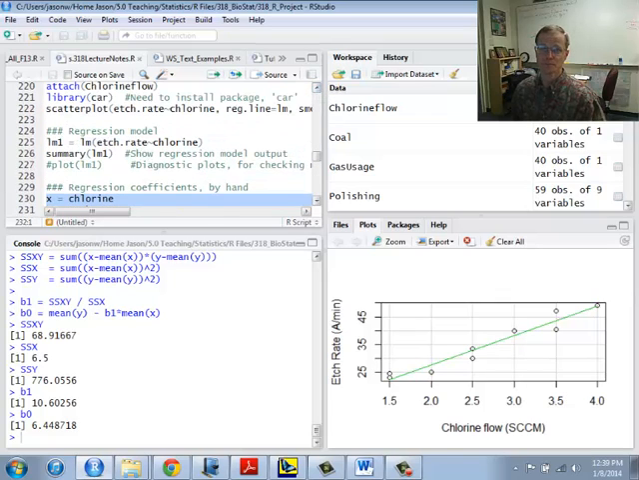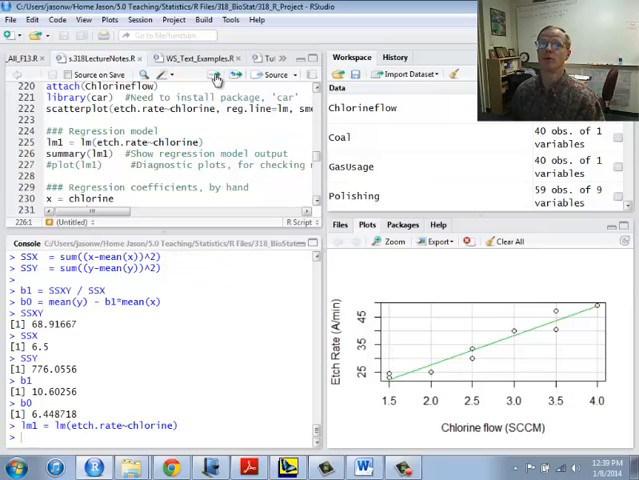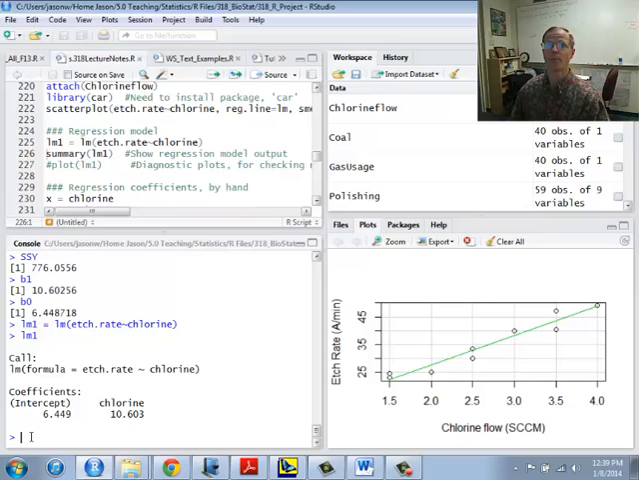Now in R, the command is the same as the ANOVA to run the regression. It's called a linear model, and I'm showing in class how those two are unified. So we'll do an LM1. Etch rate is the response, chlorine is the explanatory. So run that, and if you just look at LM1, then lo and behold, we've got the intercept and the slope sitting right there for us.